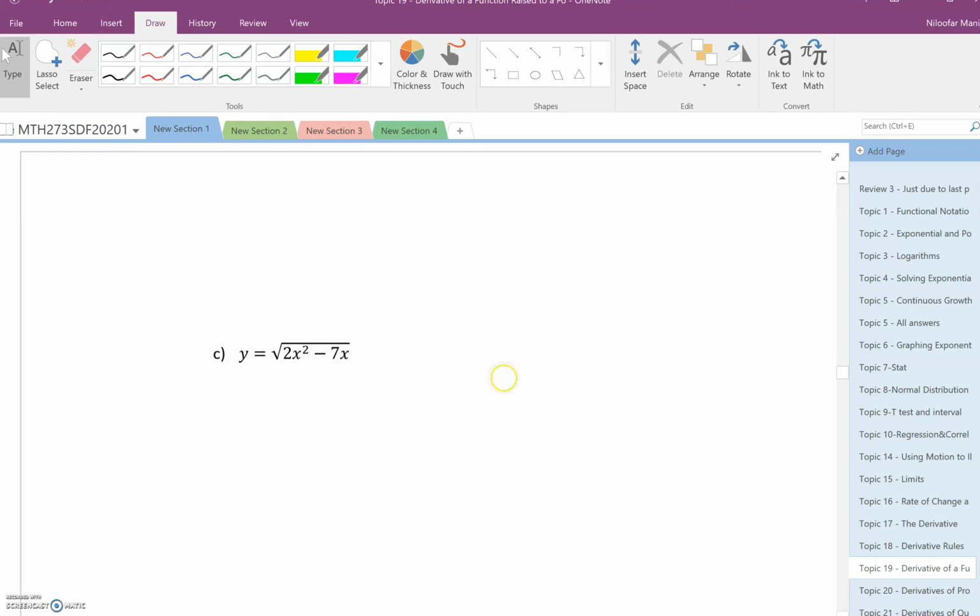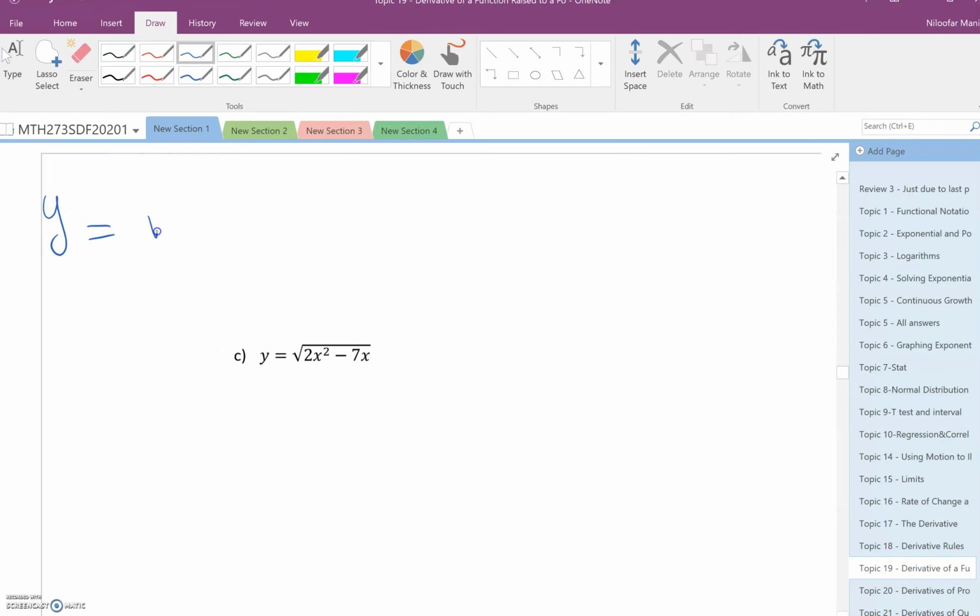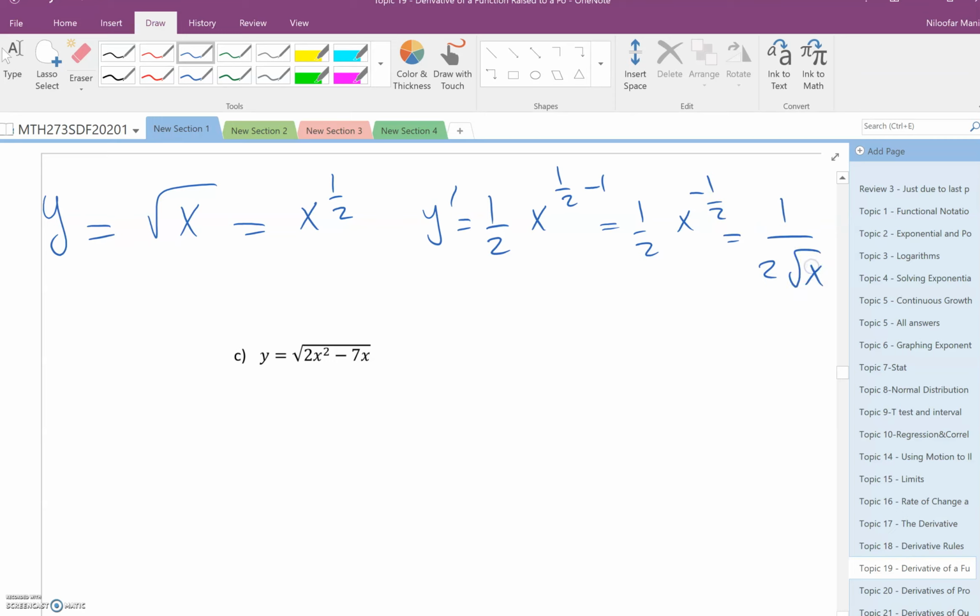So here I have another function which is 2x squared minus 7x, but it's under radical. If I have y equal radical x, it is x power 1 over 2, and y prime is 1 over 2 x power 1 over 2 minus 1, which is 1 over 2 x power minus 1 over 2, which is 1 over 2 radical x. Okay, but right now I don't have that.